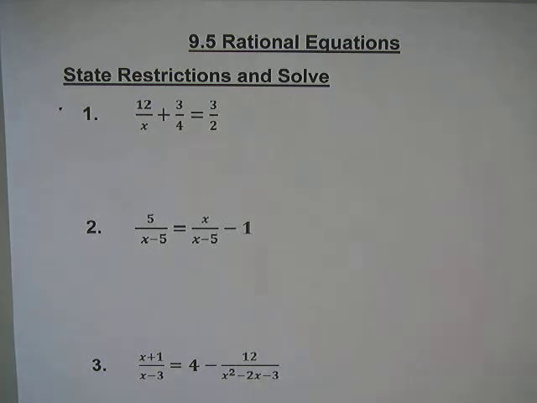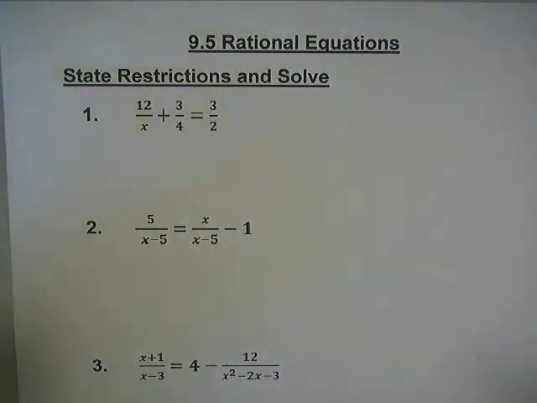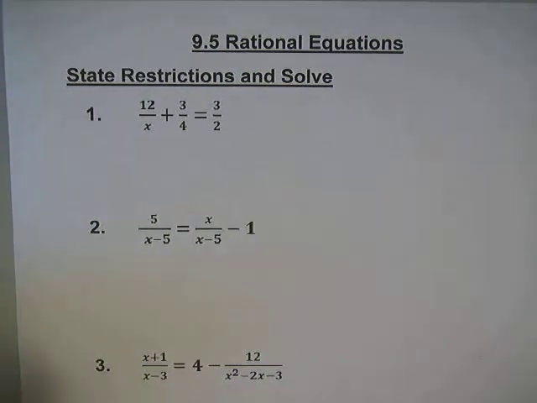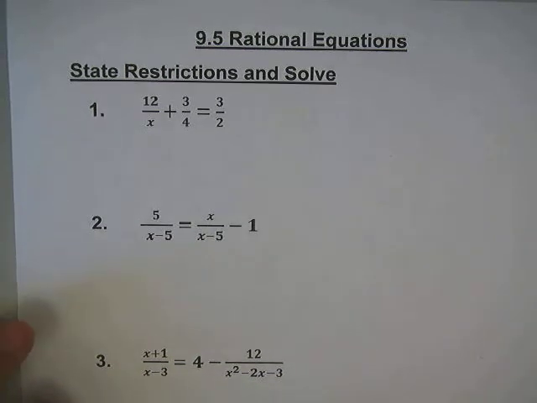Okay, today we're going to talk about the last section of this chapter, 9.5, rational equations. Now, one of the things that you need to do when you're solving these rational equations is you need to look for restrictions. Remember, we talked about that a long time ago, or not a long time ago, but at the beginning of the chapter. And the whole point of that in the very beginning of the chapter was to set yourself up for this part.